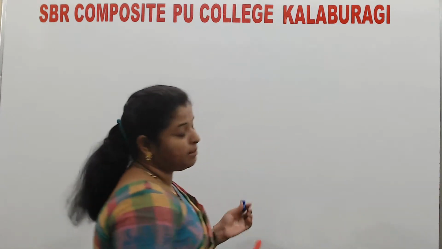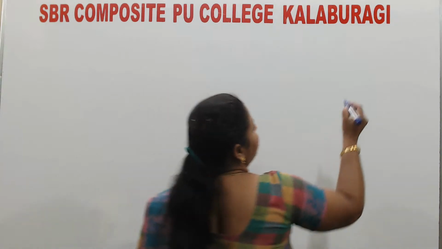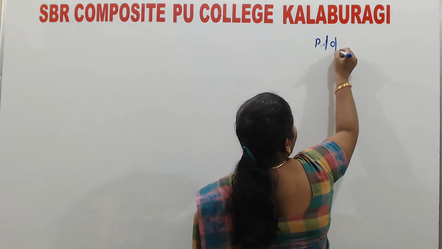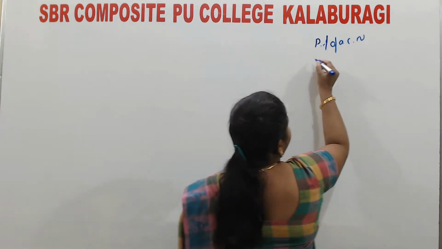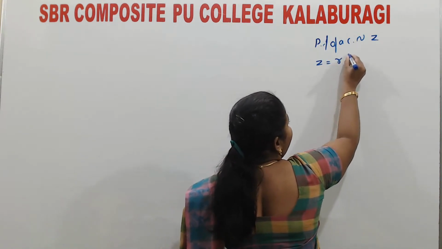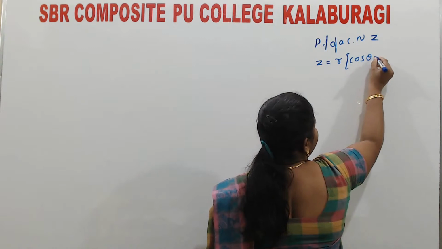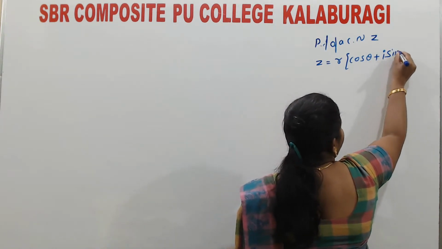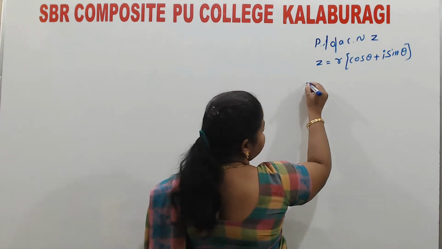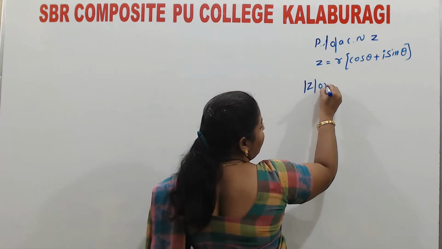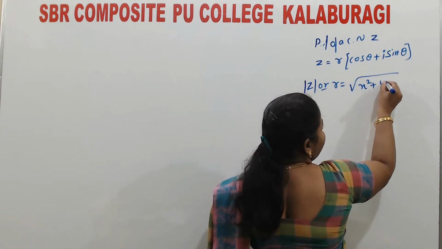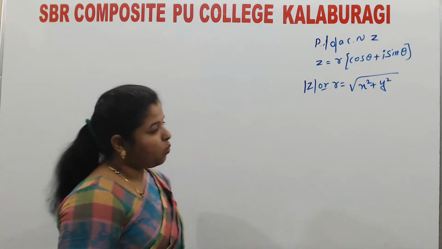Okay, what is our polar form? Polar form of a complex number z is equal to r cos theta plus i sin theta. Okay, we derived this one, right? What is r here? r is the modulus of z. How do we write the modulus of z? r is equal to square root of x square plus y square.